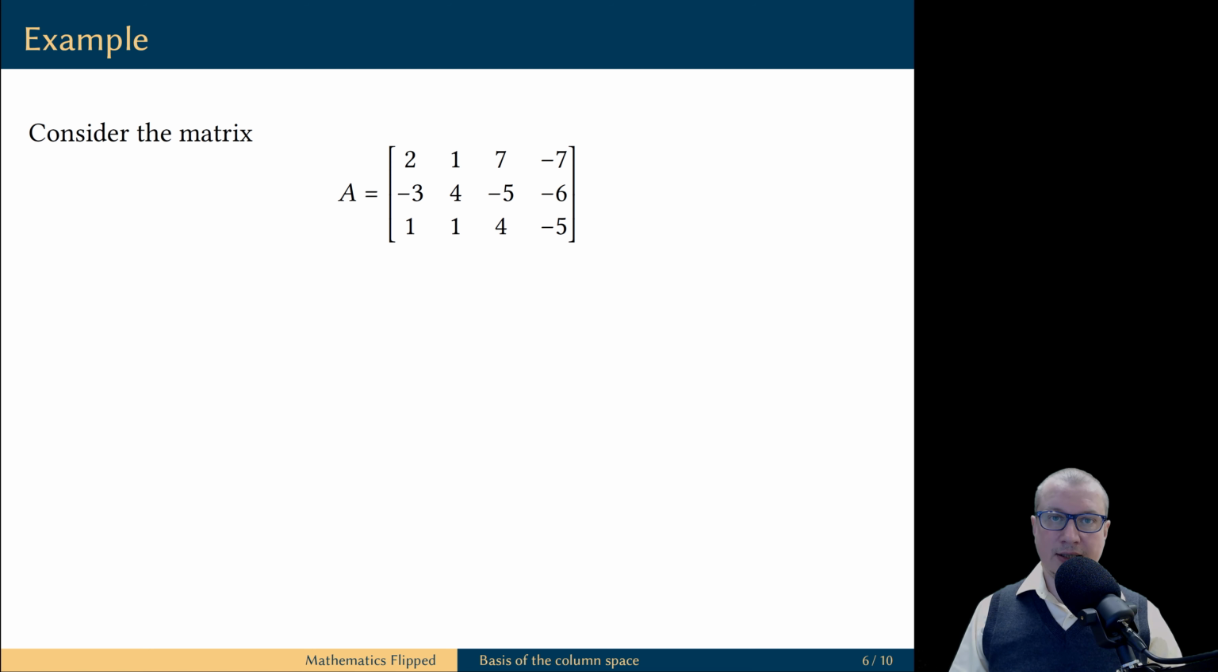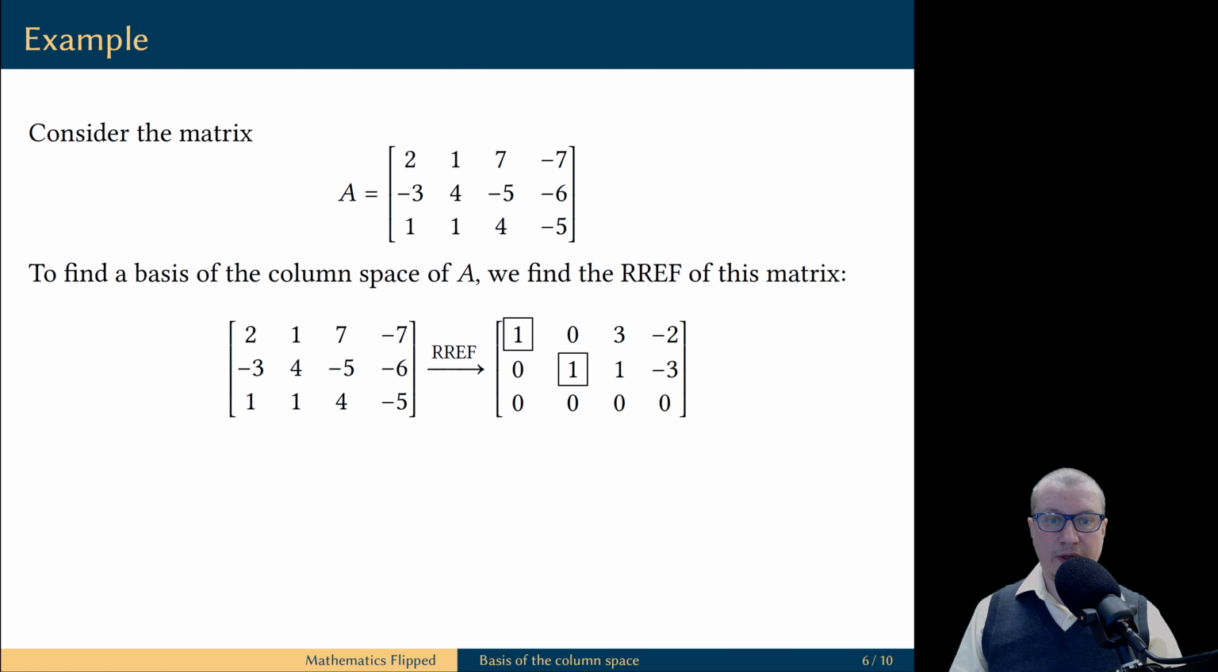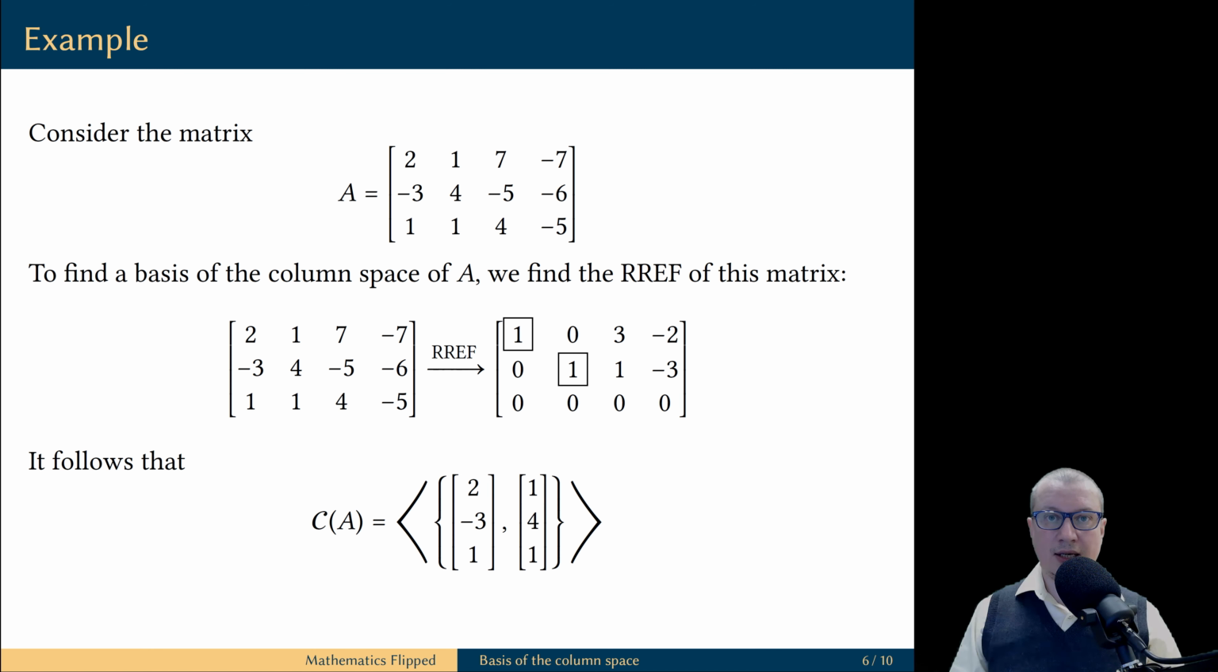For example, let's consider this 3×4 matrix, and we would like to find the best possible description for its column space. For this, we find the reduced row echelon form of this matrix, and we notice that columns 1 and 2 are the pivot columns in the reduced matrix. Therefore, we do not need all 4 columns of the original matrix A to describe the column space. All that it takes is the first 2 columns.